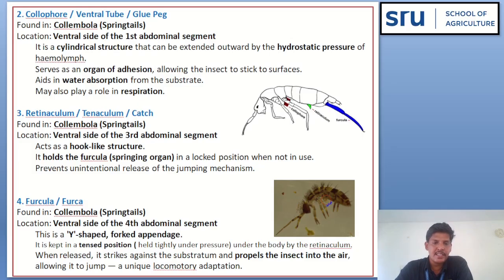The next appendage is the retinaculum, or tenaculum, or catch. It is also there in Collembola springtails. It is there on the ventral side of the third abdominal segment. See this one. It acts as a hook-like structure. It holds the furcula, that is the springing organ, in a locked position when it is not in use, and it prevents unintentional release of the jumping mechanism.